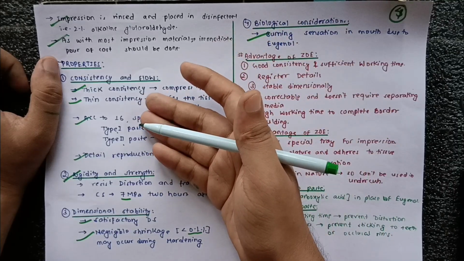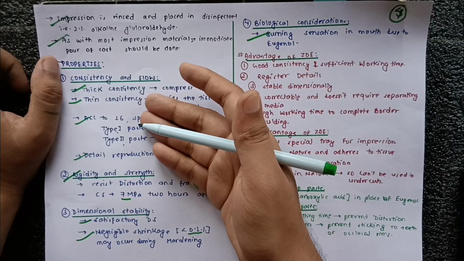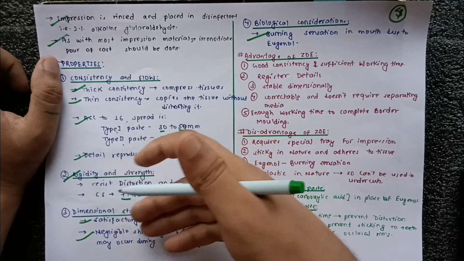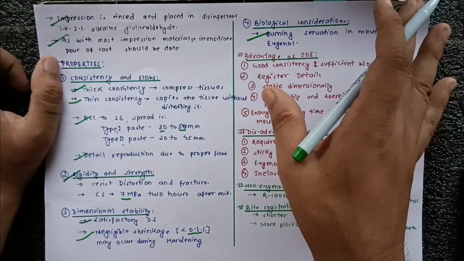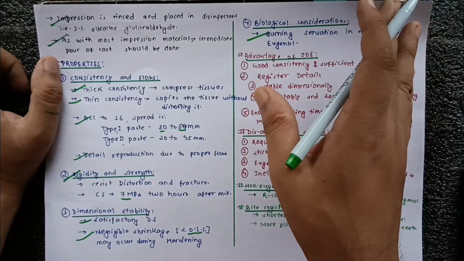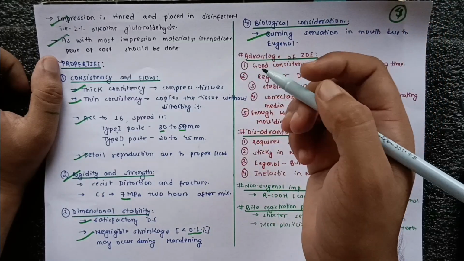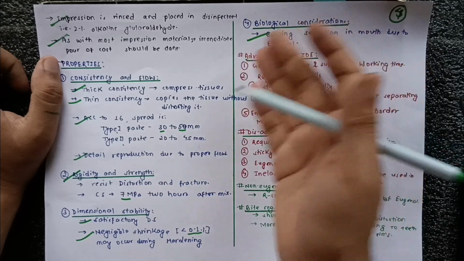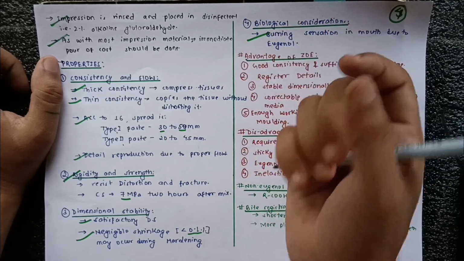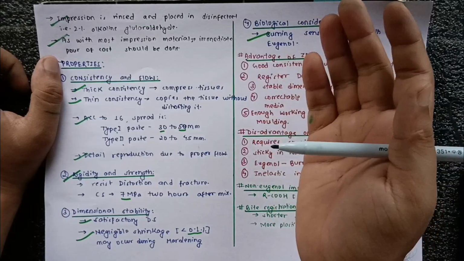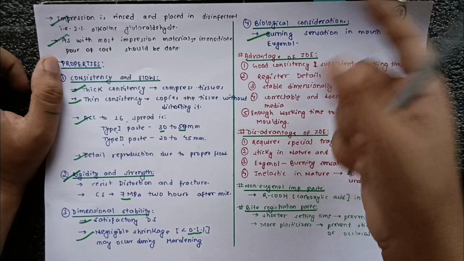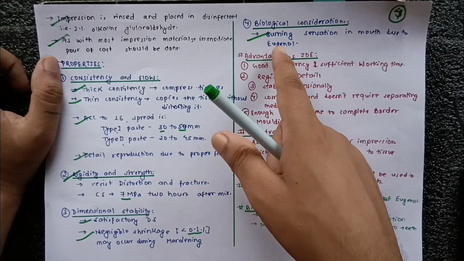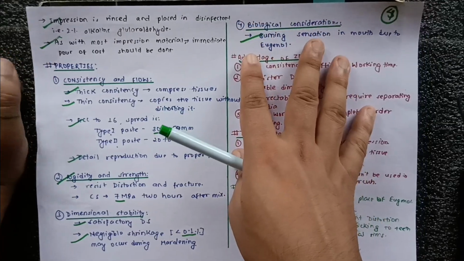We have proper flow in this zinc oxide eugenol impression paste, and we have less rigidity and strength present here, and in dimensional stability we have a satisfactory kind of dimensional stability. Negligible shrinkage is present there, less than 0.1%, so that it is dimensionally stable. And in the biological portion, it gives a burning sensation due to the presence of eugenol, which is a disadvantage of this paste.